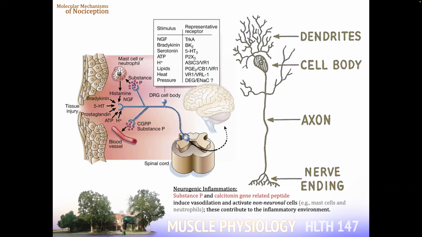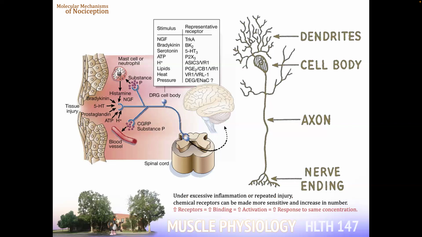And you can also see in the diagram substance P and CGRP inducing vasodilation and activating non-neuronal cells like mast cells, neutrophils. And so this stuff contributes to an even more inflammatory environment. So that's what's called neurogenic inflammation. It's the nerve-generated inflammatory augmentation, an increase in the inflammatory environment.